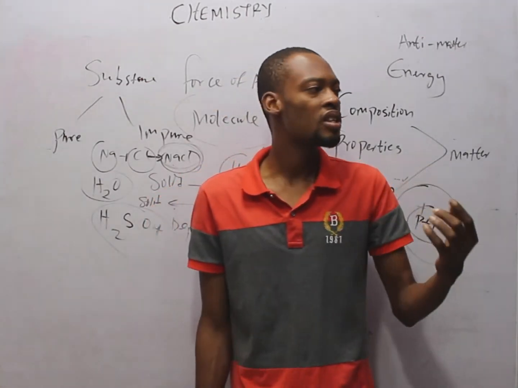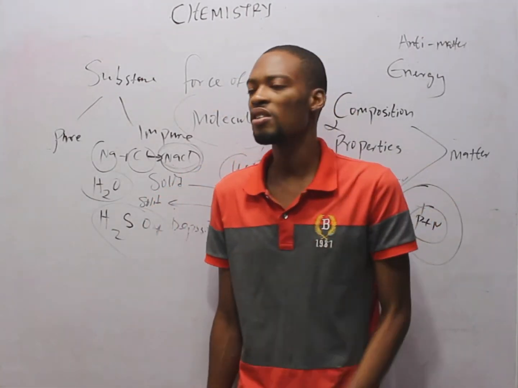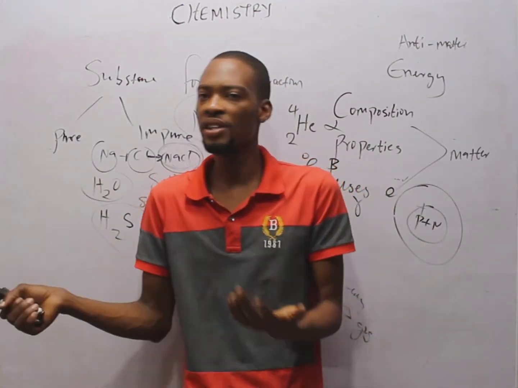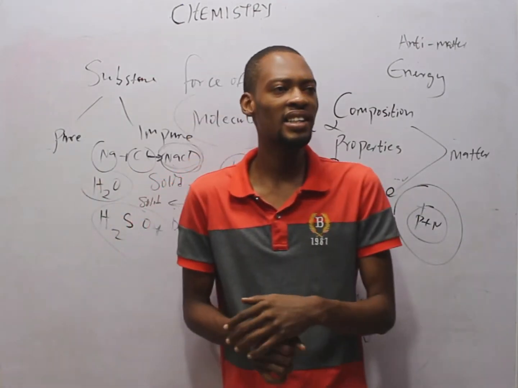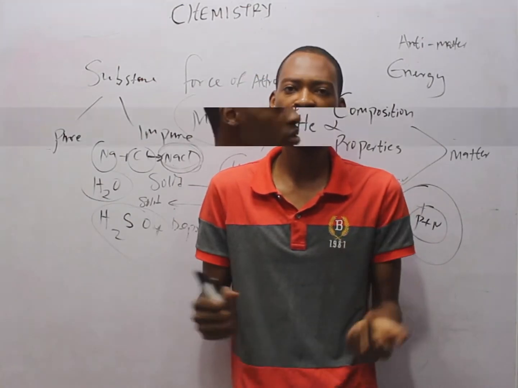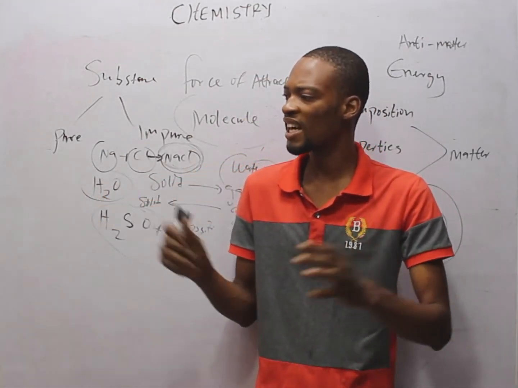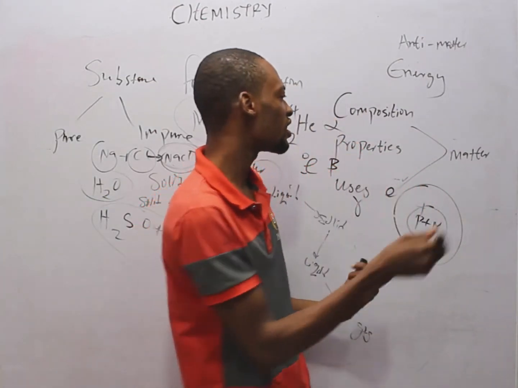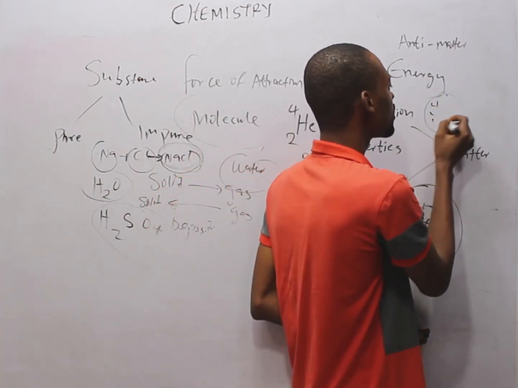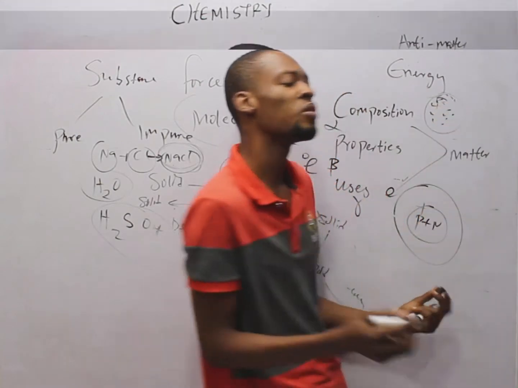J.J. Thomson's theory is referred to as the plum pudding theory. He discovered electrons in his cathode ray experiment. J.J. Thomson proposed that the atom is a sphere of positively charged matter, inside of which electrons are embedded. Something like this, electrons embedded inside of it.